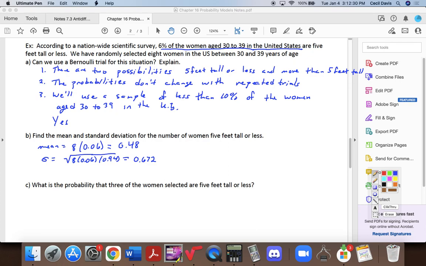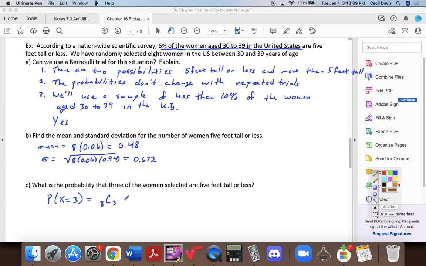So now we want to know what's the probability that 3 of the women selected are 5 foot tall or less. It's going to be pretty small, right? So the probability that x equals 3 is going to be 8 choose 3. So that's going to be how many different ways could you get 3 women? How many combinations of 3 women can you make out of 8?